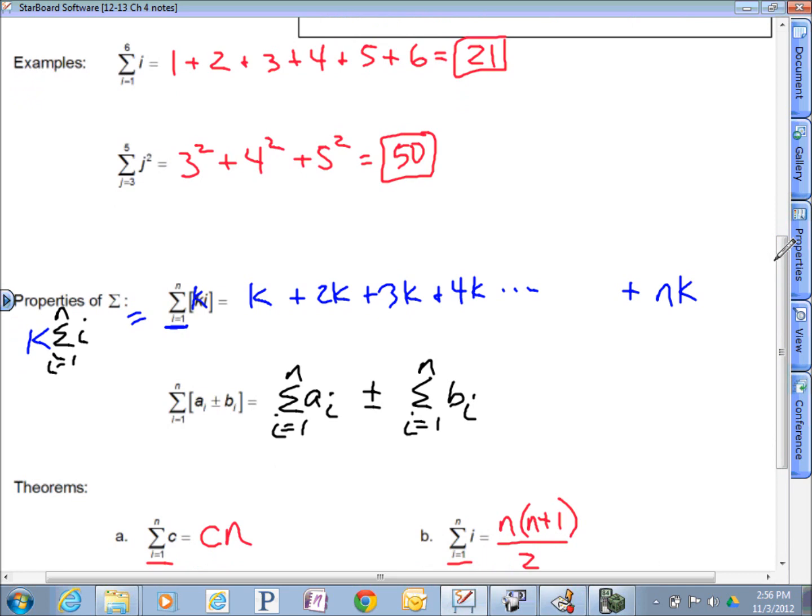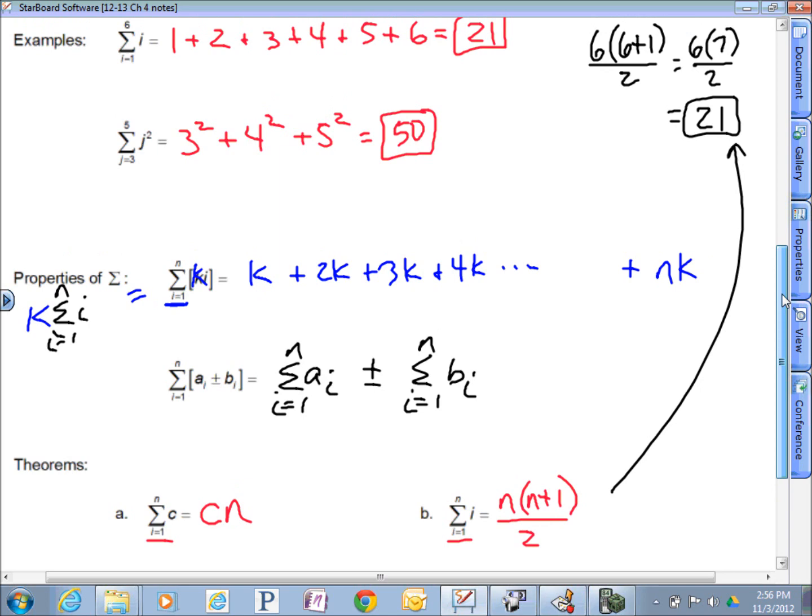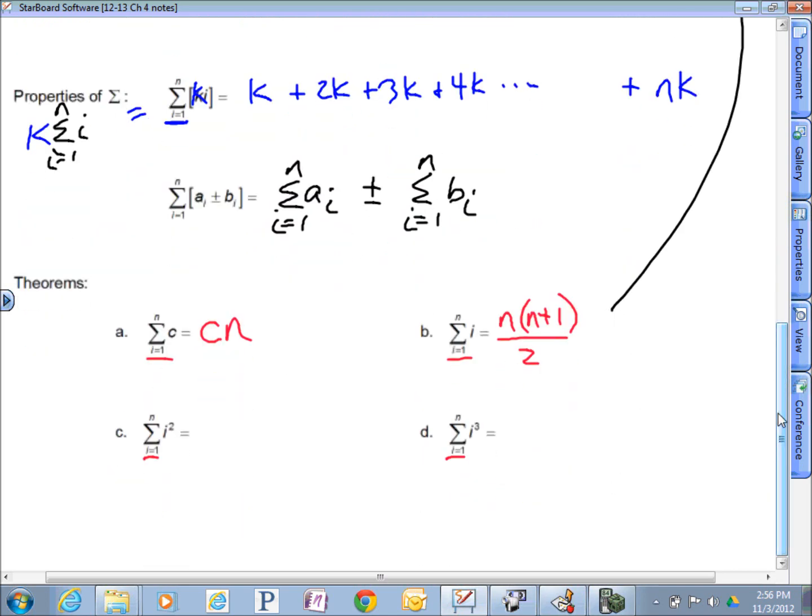I want to show you how this works with that top example. If I went from 1 to 6 of I, so according to this, the counter started in the right place. N is 6. So if I did N times N plus 1, 6 times 6 plus 1, all divided by 2, that would be 6 times 7, which would be 42. 42 divided by 2 would be 21. There's two different ways to do the same thing. If you've got a very long sequence, this thing that's in black is a really nice way to do this. If you have a short sequence, like the way we did it in red, that's a nice way to do it also.